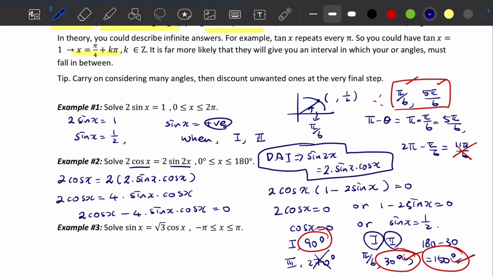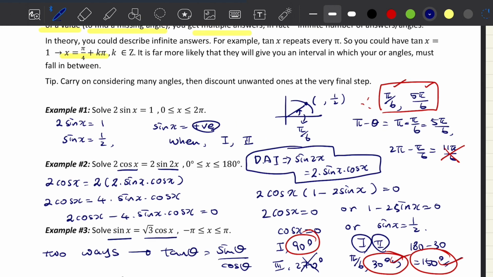Okay, then let's do example number 3. Here we need to solve sine x equals square root 3 times cosine x, where the x value is between pi and negative pi. There are two ways of solving this question. The first method is using tangent theta equals sine theta over cosine theta, or we can use the Pythagorean identity. Let's do this question on the new page.